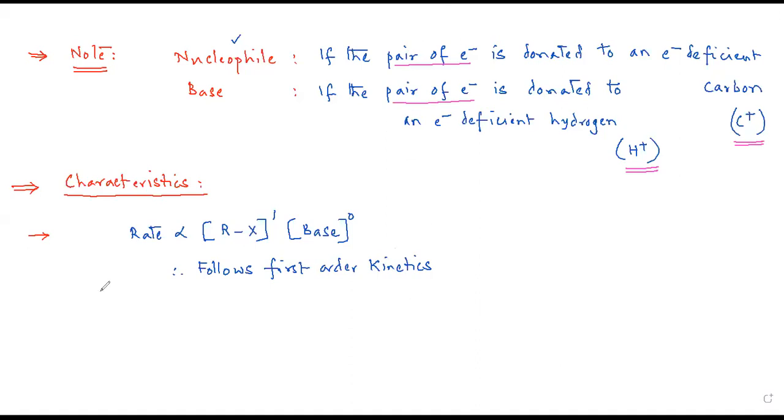Okay. Now the second point. See, this reaction is called unimolecular, because in the rate determining step, or the first step of the reaction, there is only one molecule participating. Look at this. In the rate determining step, only one molecule participates. Therefore, it is unimolecular. So this is E1, or unimolecular.